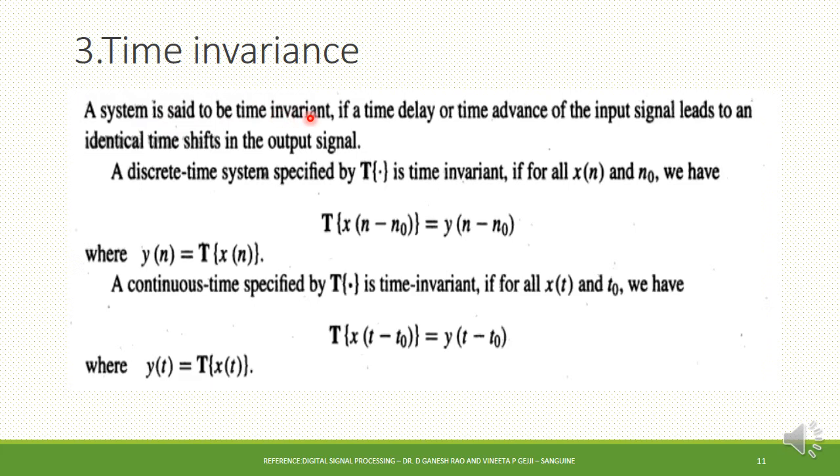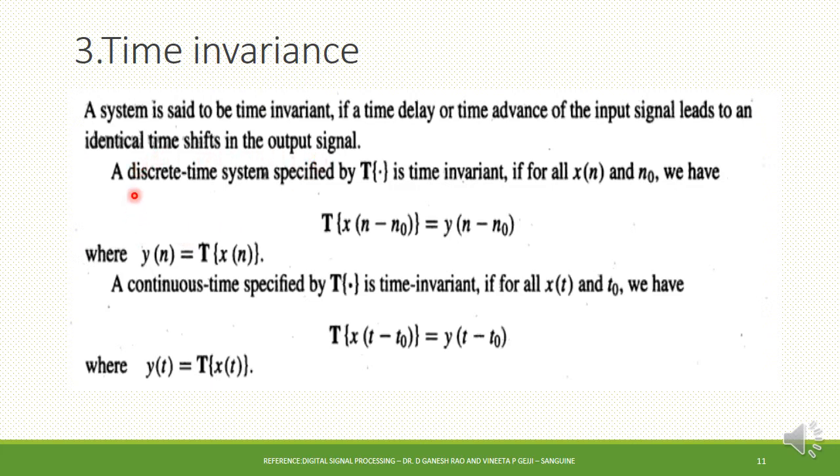A system is said to be time invariant if a time delay or time advance of the input signal leads to an identical time shift in the output signal. The same identical time shift. It may be the time advance or the time delay. Both are accepted here. The same thing is an identical time shift in the output signal. Okay, let us see here.